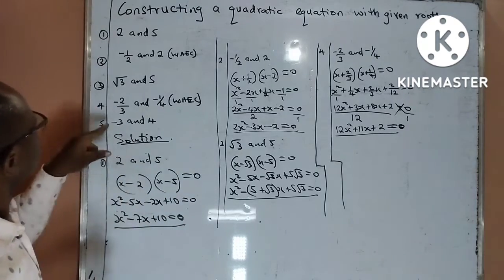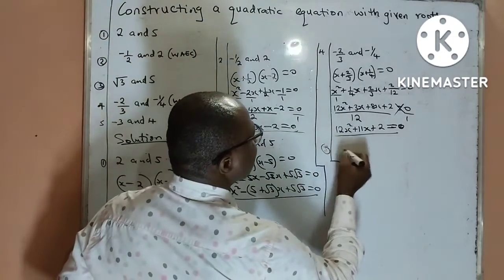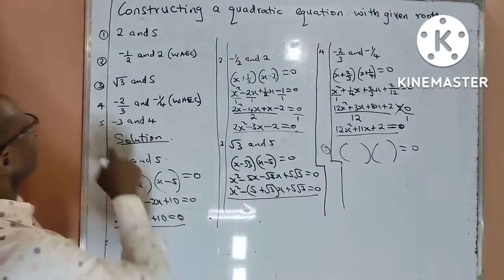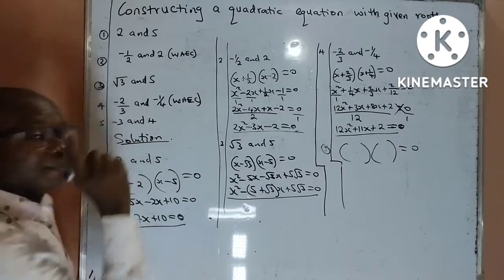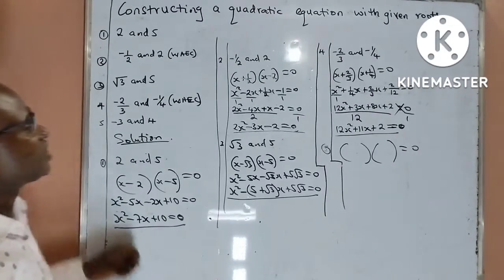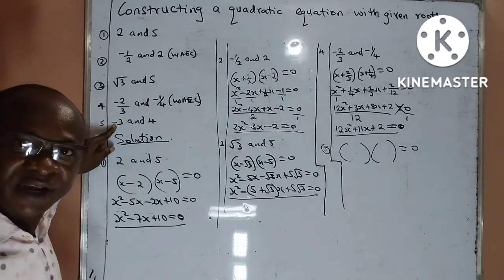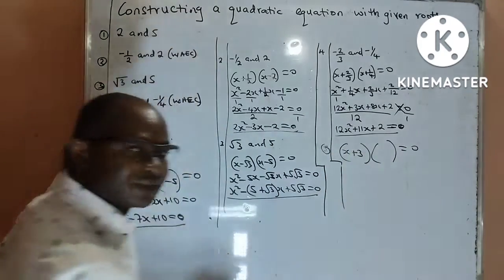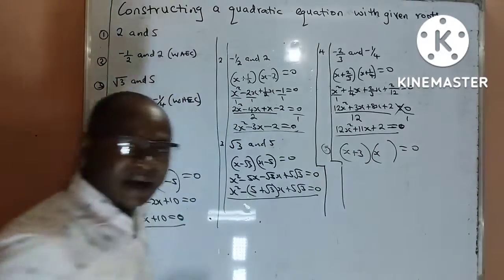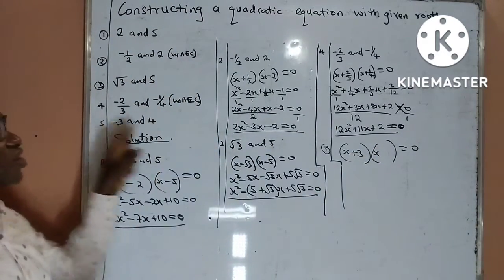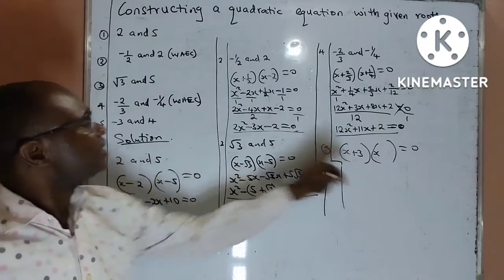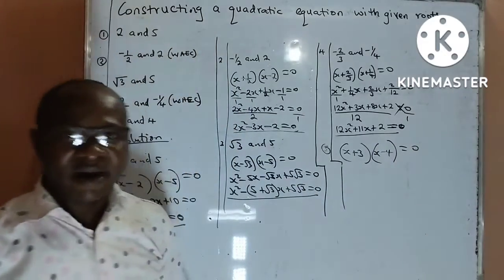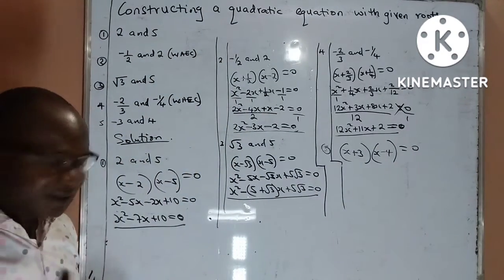Okay? Therefore, in number 5, I have my 2 empty brackets. The values I'm given are minus 3 and positive 4. What it means is that I am going to make negative 3, of course I know you have that in mind, to become positive. That is, remember we assign x into the brackets. So my x minus 3 changes to plus 3. Then this is plus 4. It will now become minus 4.